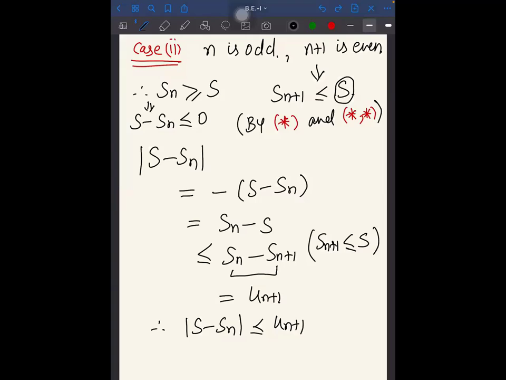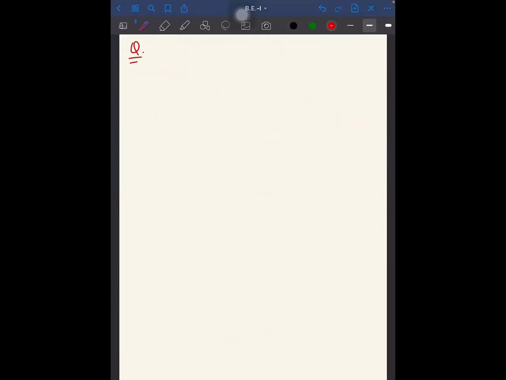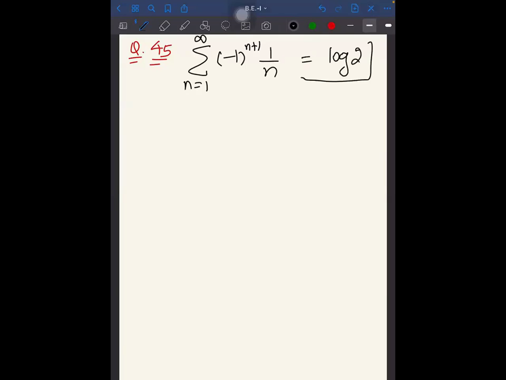So let's say a few examples. Suppose we have question number 45. Question number 45, what is being said? Can anybody tell me? So this is our series, right? And what is said? Given that, however, it's a standard series, we didn't prove it that way, but its sum is log 2. Maybe we'll prove it sometime, okay? So you have actual S, that is log 2.